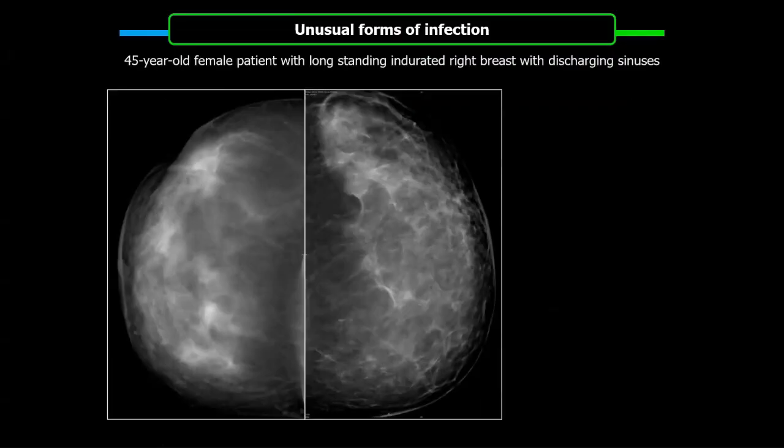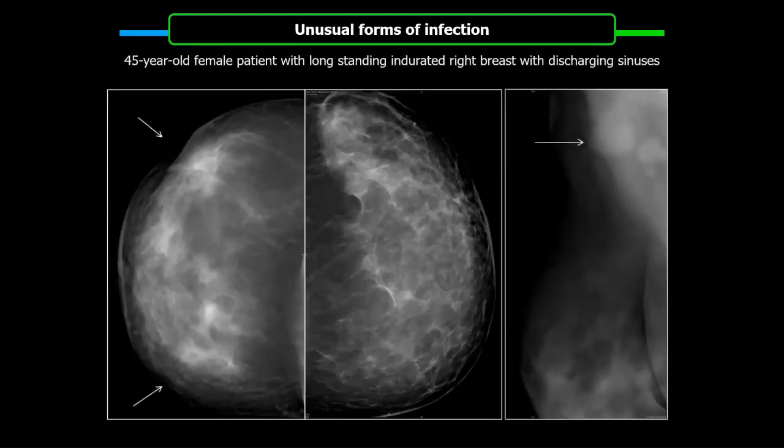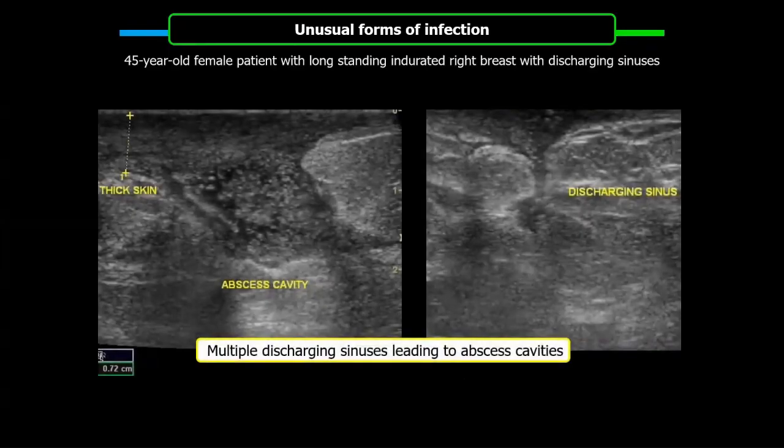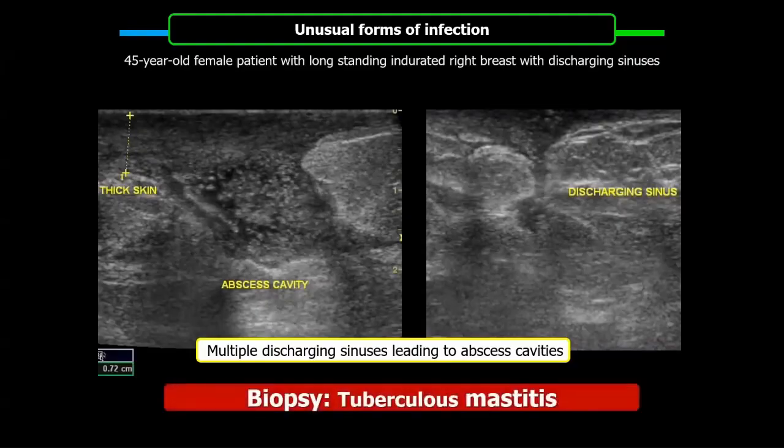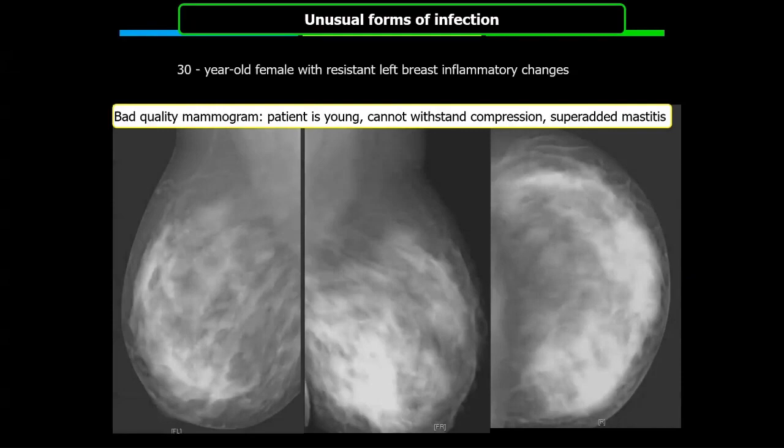This was one example. She was a 45-year-old female patient with a long-standing indurated right breast with discharging sinuses, which was not responding to any form of antibiotic. This was her mammogram, and it revealed multiple areas of parenchymal distortions with overlying skin traction. And these were her axillary lymph nodes. I think based on the mammogram, we can easily give her a BI-RADS 4. While looking at the ultrasound, there were multiple abscess cavities with discharging sinuses through the skin. A biopsy was taken, and this was a case of tuberculous mastitis.